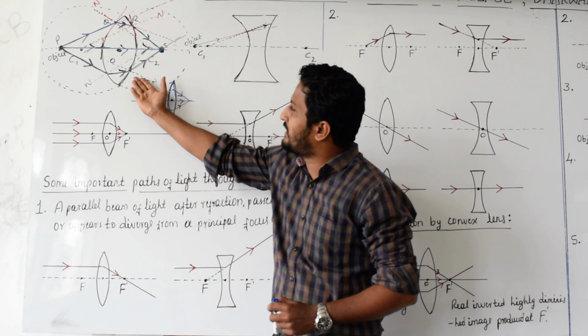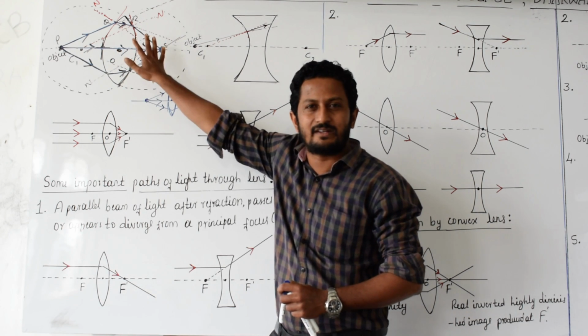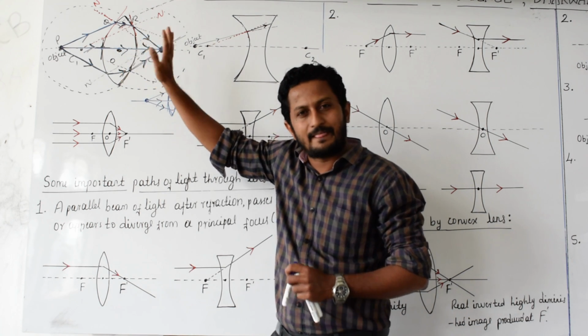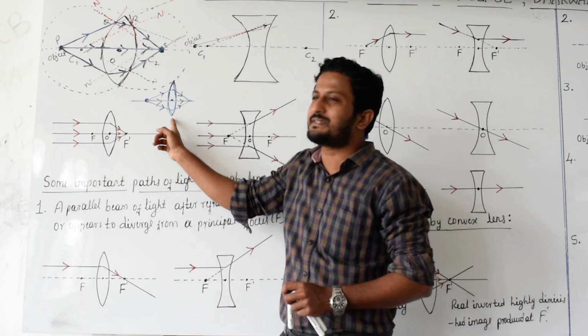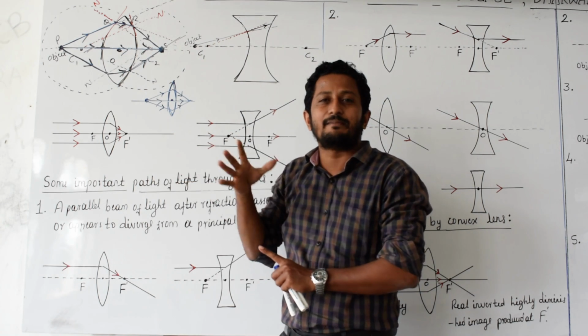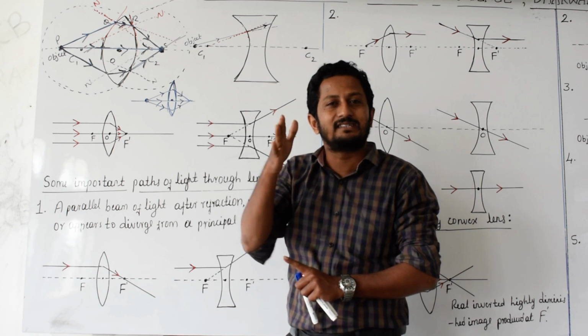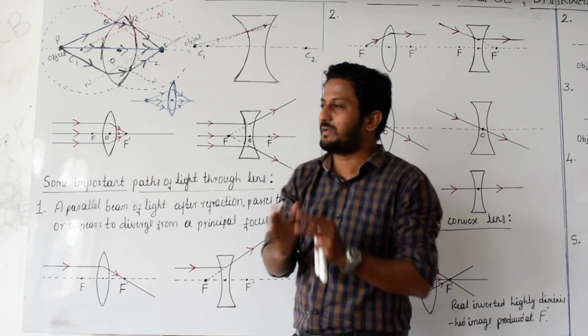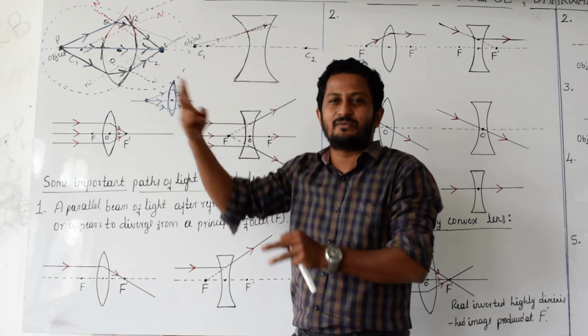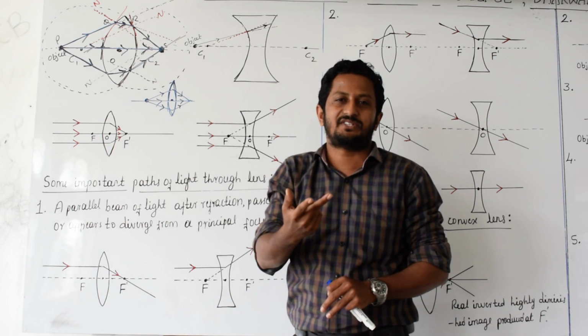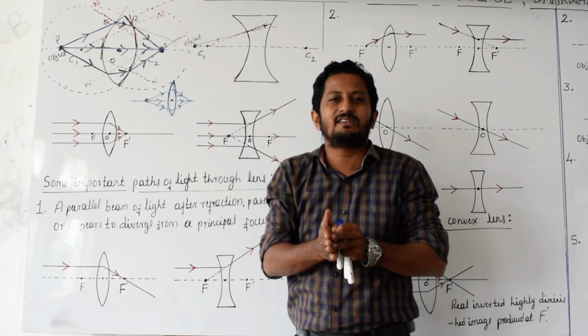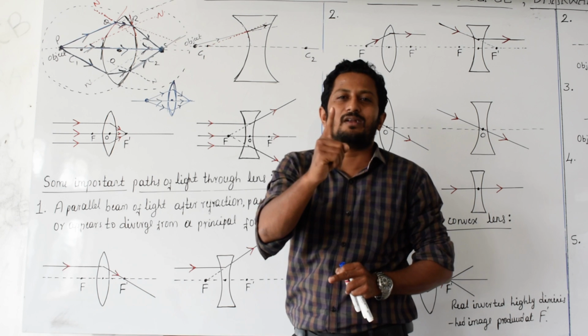So what we discussed in the previous class, I am just going to represent like this, by imagining that lens as a thin one, very thin. If it is thick, we have to consider double refraction. We have to make it thin and we go for only one refraction.